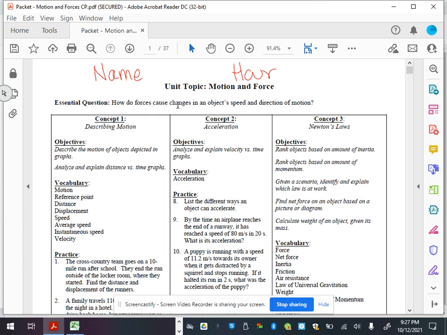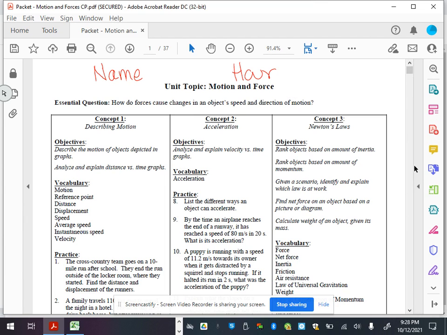So forces, you probably have an understanding of maybe what that is, right? Some type of thing that causes a change in an object's speed. Most of you can probably describe what speed is. And direction of motion. So this word direction, we're going to be using terms like north, south, east, west, maybe even left, right, up, down. Those are going to be ways that we can describe the direction of the motion.